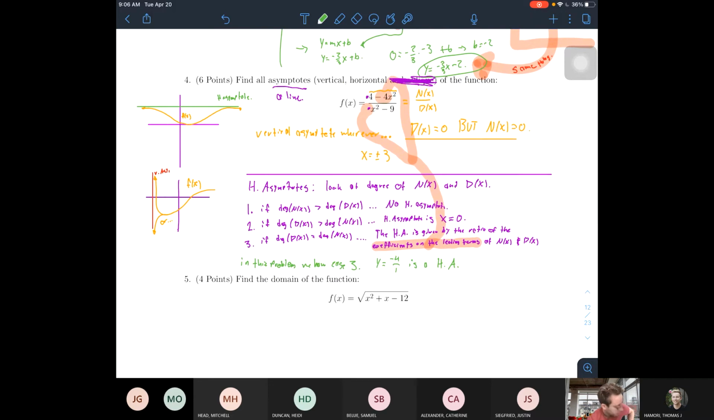Okay, so we get a horizontal asymptote, which really depends on the degree of the numerator and the denominator. Are there any questions about this problem where we found the vertical and horizontal asymptotes of this function?